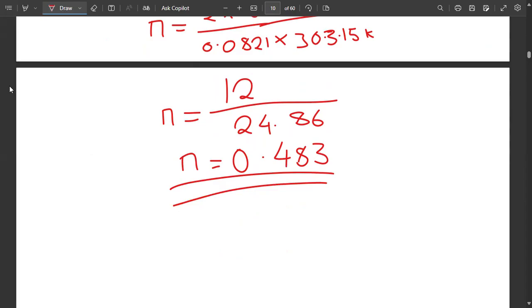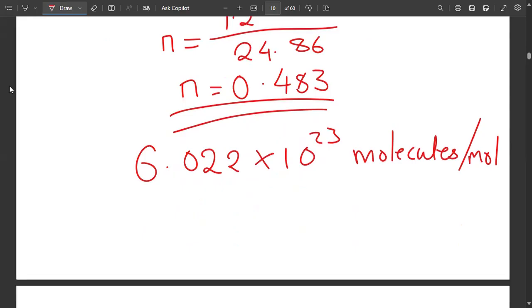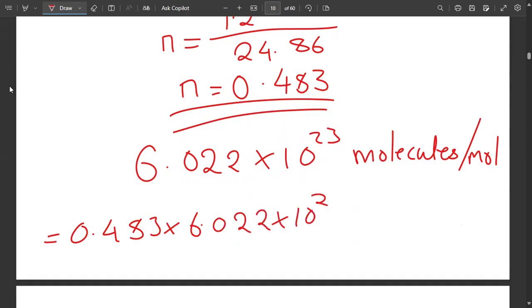Okay, so if that is what I have as my number of moles, now what am I going to do? I'm going to convert these moles into molecules directly by using Avogadro's number. And you know, Avogadro's number is equal to 6.022 times 10 to the power 23 molecules per mole. So if I multiply this number of moles, my number of molecules will be equal to 0.483 multiplied by 6.022 times 10 to the power 23.